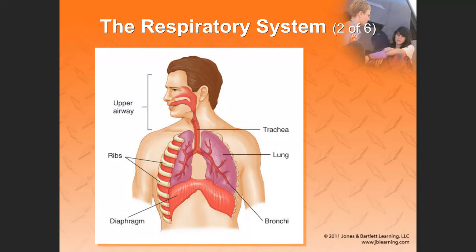And the goal is to introduce that oxygen into the blood, which is then circulated by the heart to the rest of the body. Now, as the blood takes up the oxygen, it gives up CO2, which we exhale. So these are important things to just keep in mind.